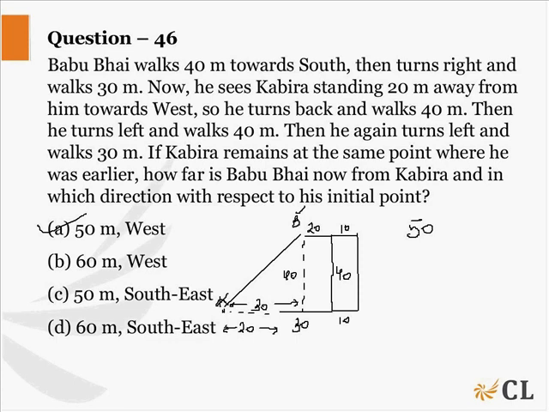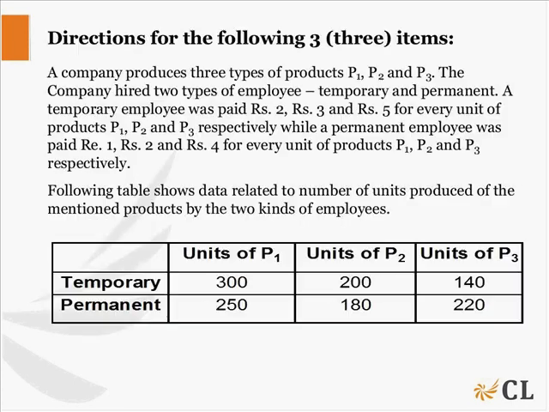Okay, let's move on to next question then. This is a very easy question. Let's see. Some of you must have doubt in first, second or third, let's say. So there are three types of employees, P1, P2, P3. The employee rate is 235 for temporary. So this is 2, this is 3, and this is 5. And for permanent employee it is 1, 2 and 4. So 1, 2 and 4. The question of P1, P2, P3 and temporary and permanent. So columns will have to be added, that's the only thing you need to do.